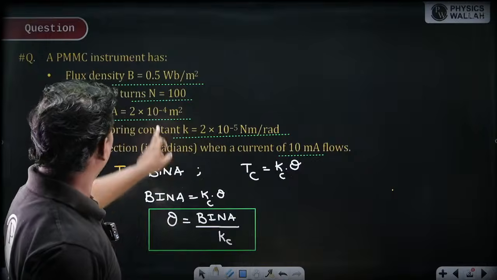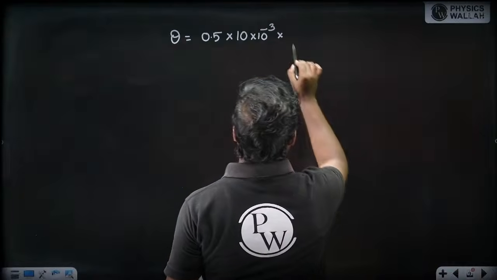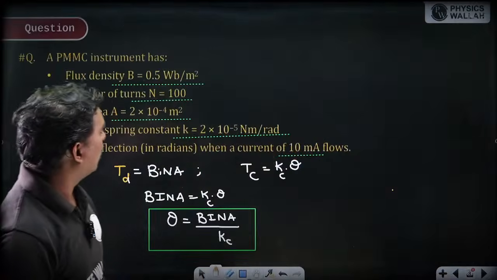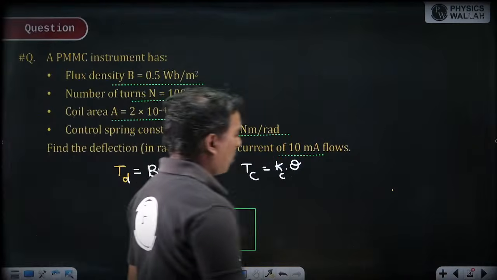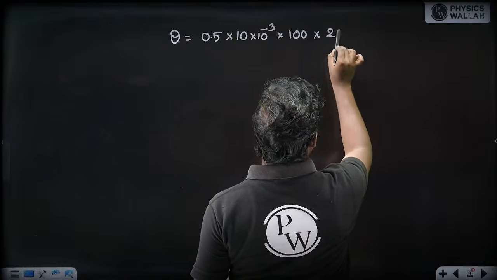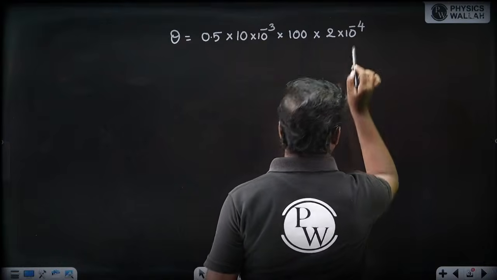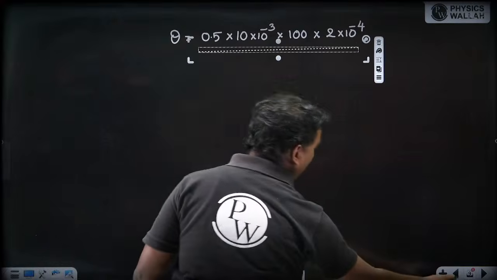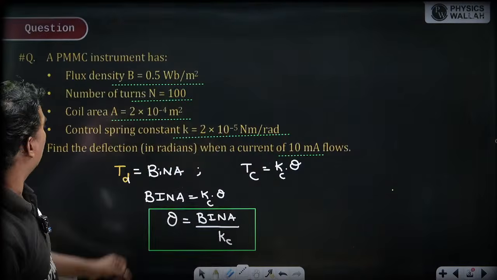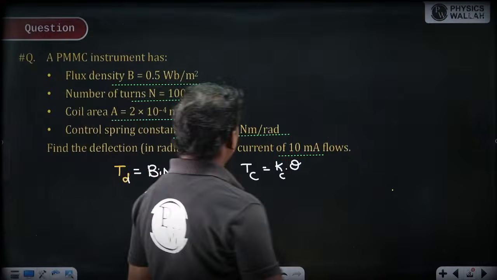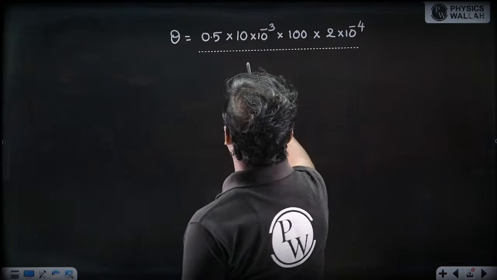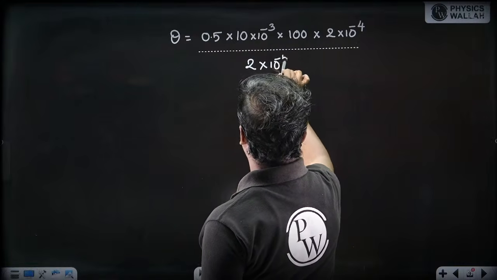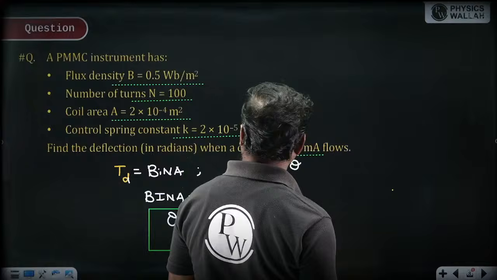Next, the number of turns is equal to 100. Next, what is the area? Area is 2 into 10 power minus 4 meter square. Next, divided by Kc. Kc is the control spring constant, that is also 2 into 10 power minus 5.